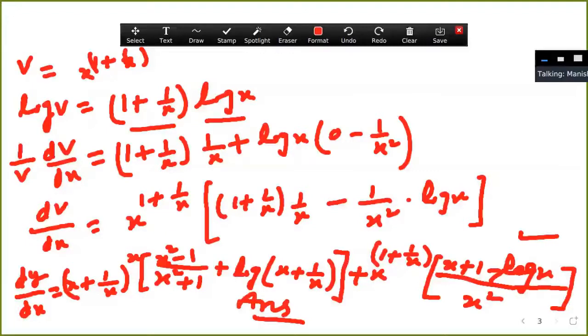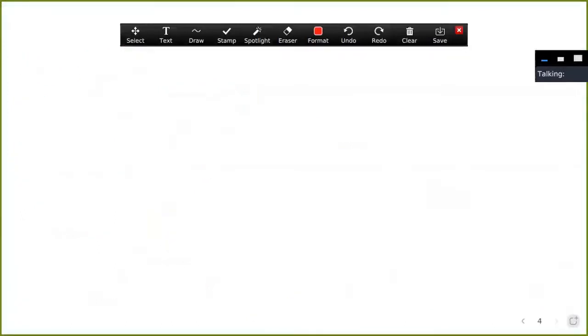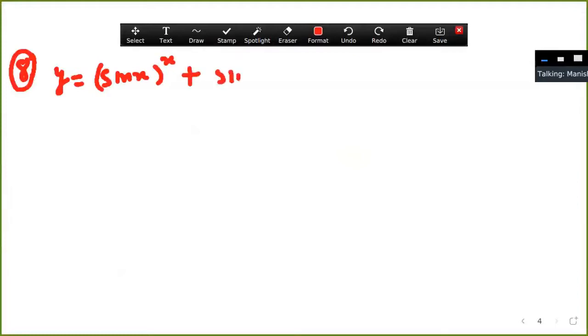Suppose question, we'll do question number 8. Question number 8 is y equal to (sin x) whole power x, again variable to the power variable, plus sine inverse root x. Suppose this is u, this is v.